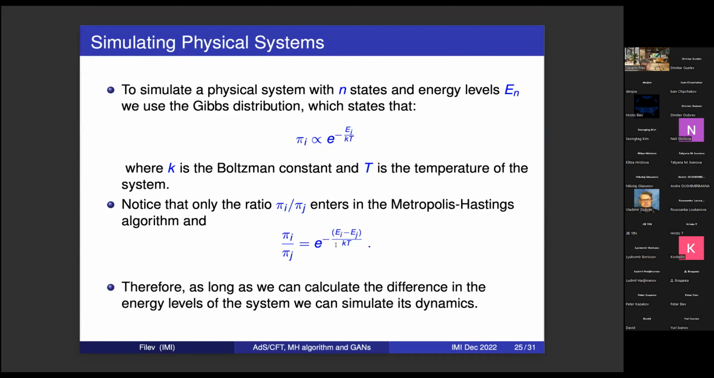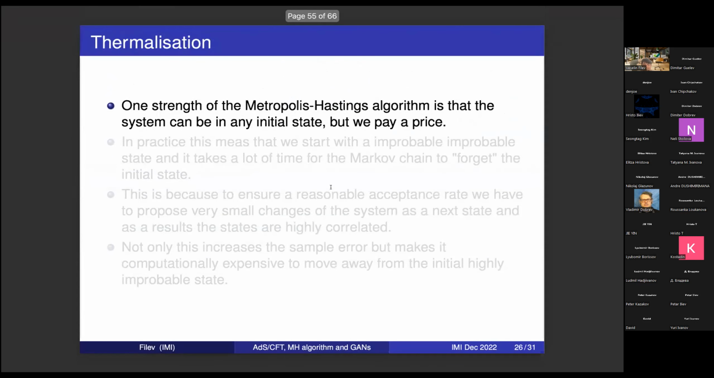Now, it looks nice, and it is nice, and the strength of the algorithm is that the system can be in any state. So you start from any state, you evolve it, and you arrive at the answer. After many repetitions, you arrive at a chain that is in a stationary state and just fluctuates around this, with the transition probability of this stationary distribution.